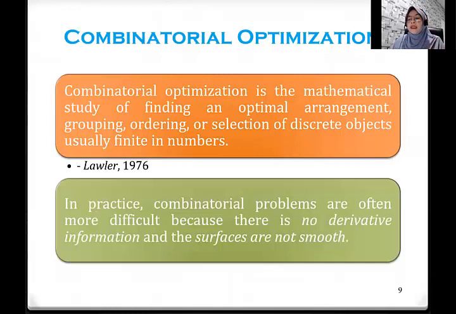In practice, combinatorial problems are often more difficult because there is no derivative information and the surfaces are not smooth. That means there are places in the solution space where the solutions are not feasible, or these solutions are not connected to each other.